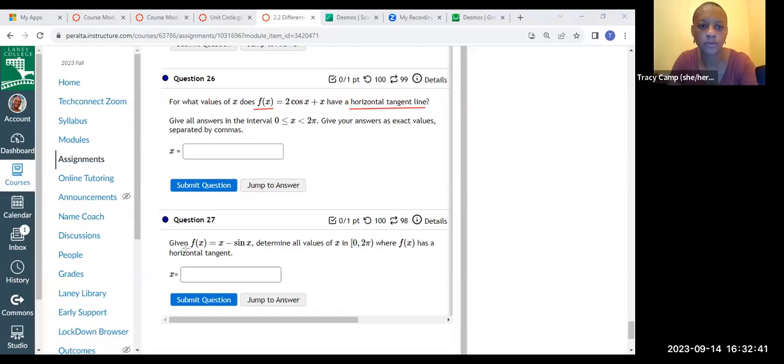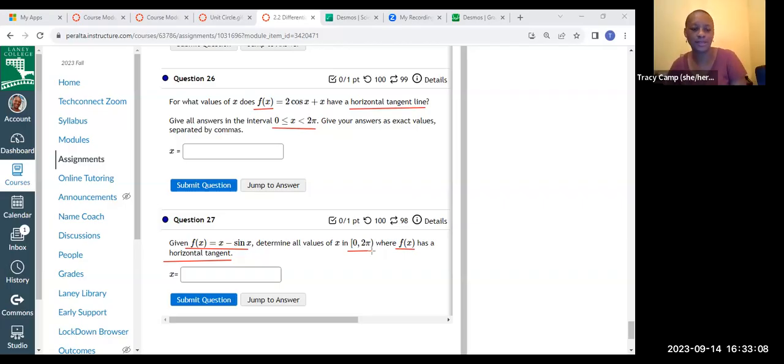So notice for both of them, they give us a function and they want to know where the function has a horizontal tangent. Also notice the interval that they give us for both of these. It's the same. It's basically saying they want us to look at the entire unit circle, going around the circle one time from 0 to 2 pi.